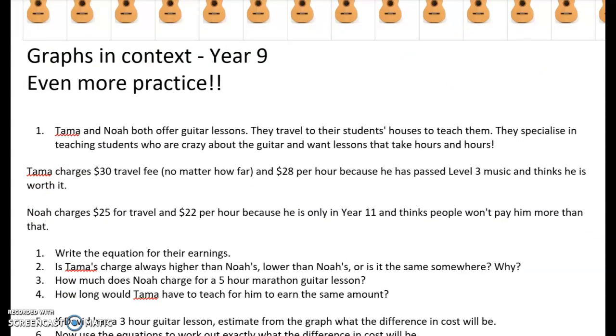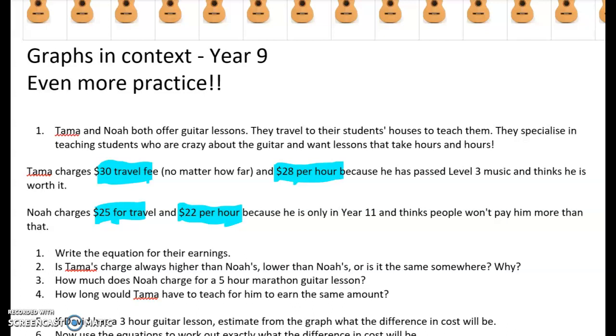So Tama has passed level 3 music and he thinks he's really good. He charges a $30 travel fee and then he charges $28 per hour. Noah charges $25 for travel and only $22 per hour because he's just in year 11, he's just starting to pick up some paid work and he reckons people won't pay him more than that. So you can hopefully already see what we're going to have to do.